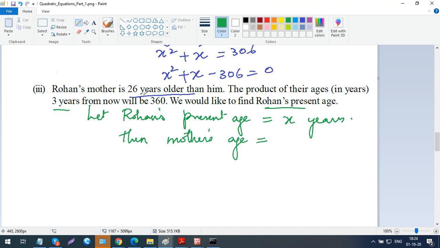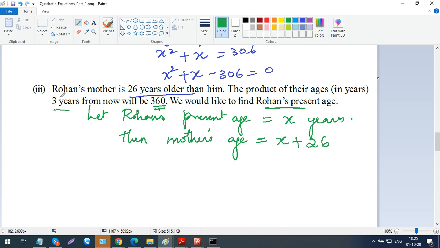Rohan's mother is 26 years older than him, in the sense you are supposed to add 26, right? So the product of their ages in years, 3 years from now, will be 360. The product of the ages means we should multiply the ages, but they're not asking you to multiply the present age. They are asking you to multiply the age after 3 years.